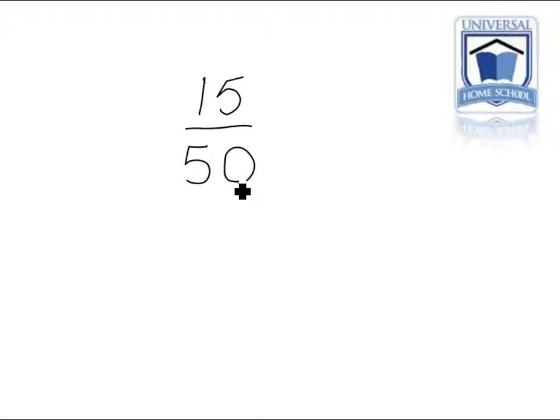The first thing we're going to think about is, is there a number, the same number, that can be divided equally into 15 and equally into 50? Is there one number that when we divide into these two numbers will equal a whole number, remaining 0? Okay, well yes, 5. 5 goes into both of these numbers and leaves a remainder of 0.